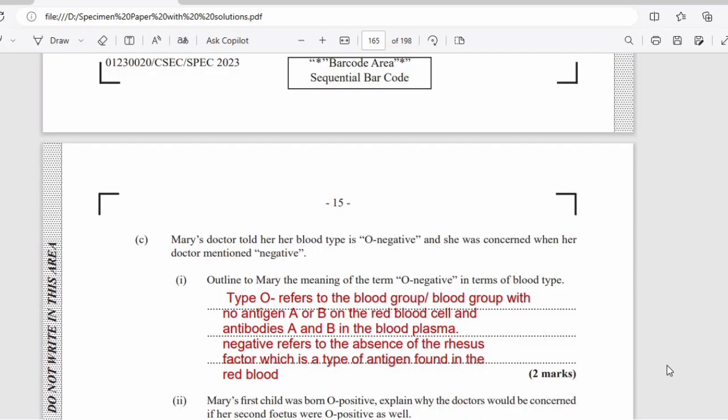The next part of the question says Mary's doctor told her her blood type is O negative, and she was concerned when her doctor mentioned negative. Outline to Mary the meaning of the term O negative in terms of blood type. Now, type O blood refers to the blood group with no antigen A or B on the red blood cell, and antibodies A and B are present in the blood plasma. The negative refers to the absence of what we call the rhesus factor, which is a type of antigen found in the red blood cell.